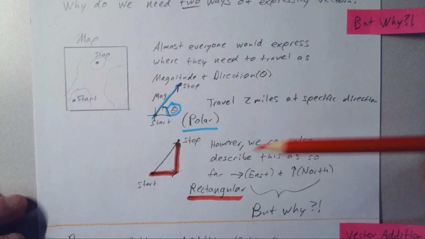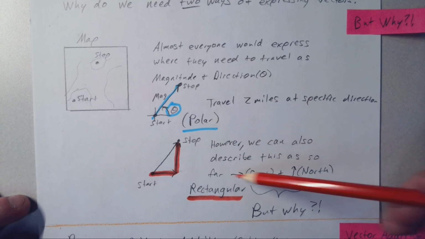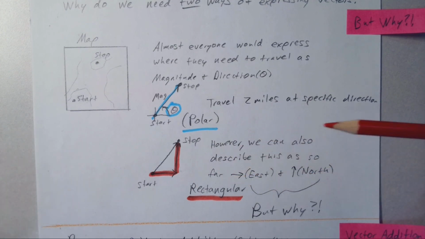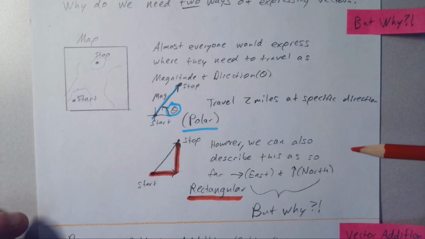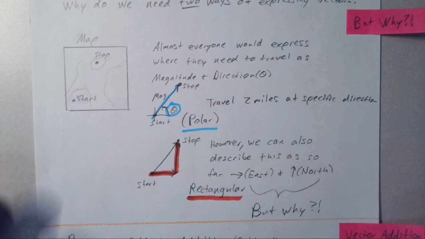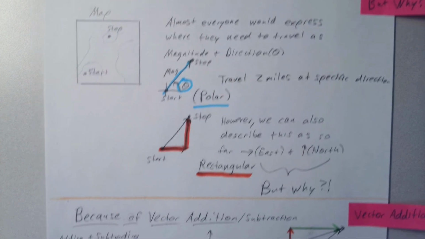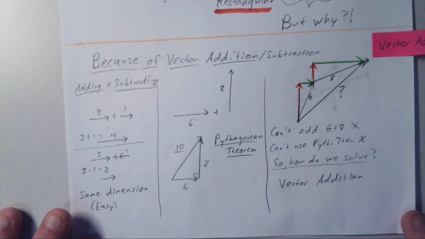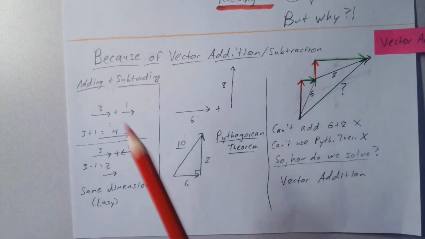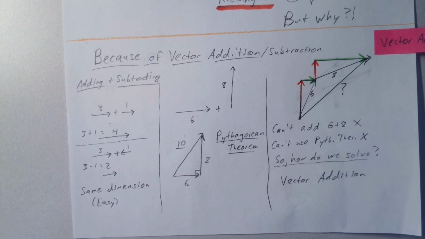It says, however, we can also describe this as moving somewhere to the right or east, and then moving upward or north, and then as rectangular. So once again, why would anybody do that? So here's the kicker. Here's the kind of end here. It's because of what's called vector addition and subtraction.